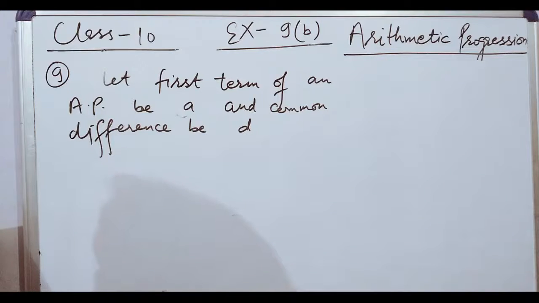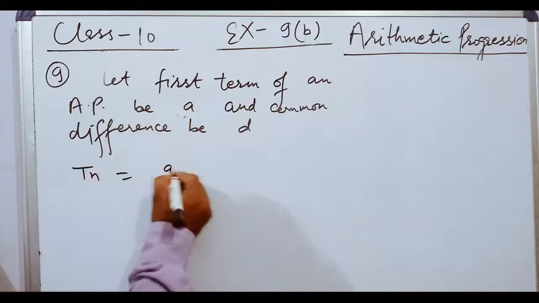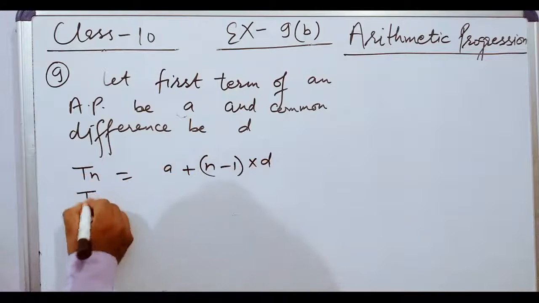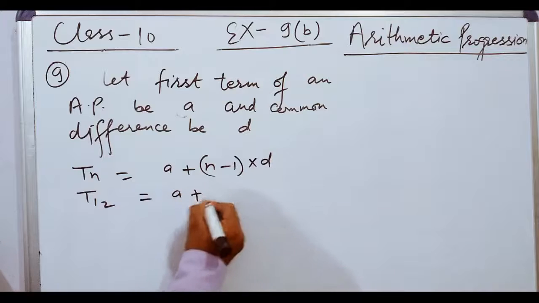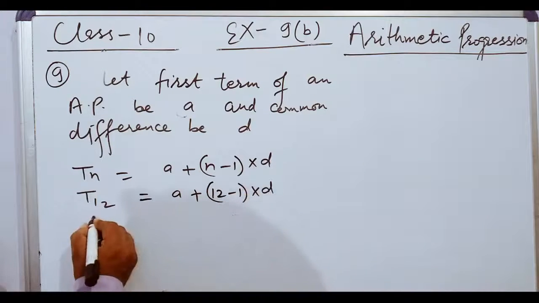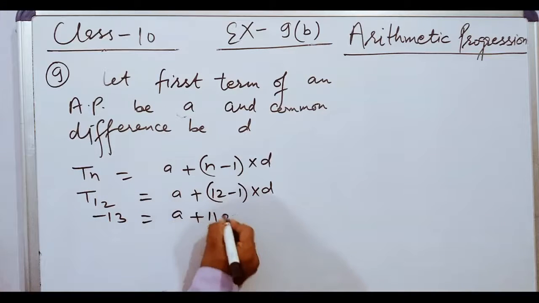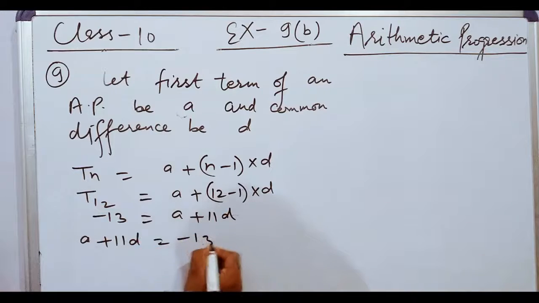It is asked, in an AP the 12th term is minus 13. The nth term is Tn equals a plus (n minus 1) into d. The 12th term, T12 equals a plus (12 minus 1) into d. It is minus 13 equals a plus 11d. So a plus 11d equals minus 13. It is equation number 1.